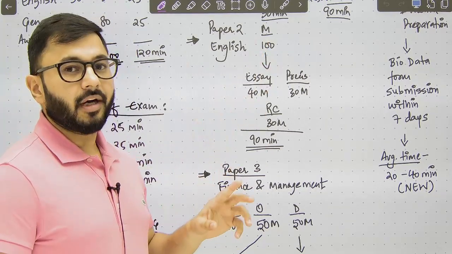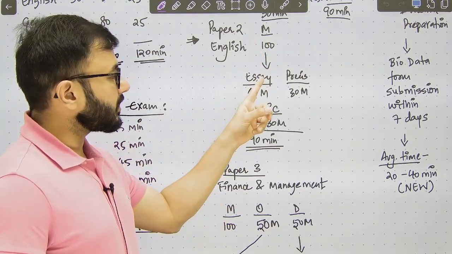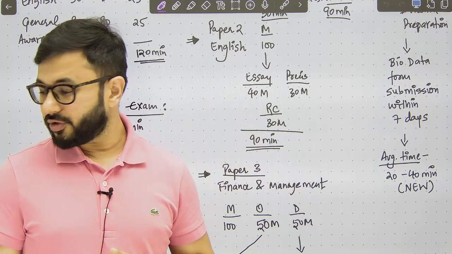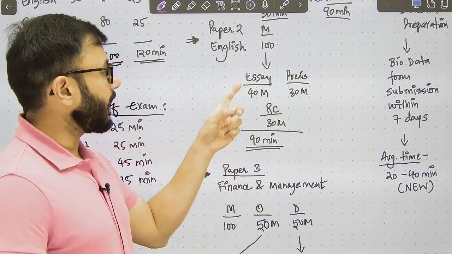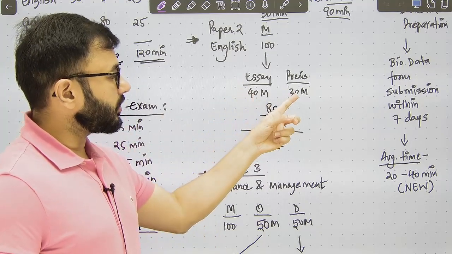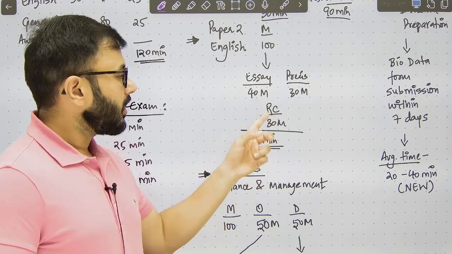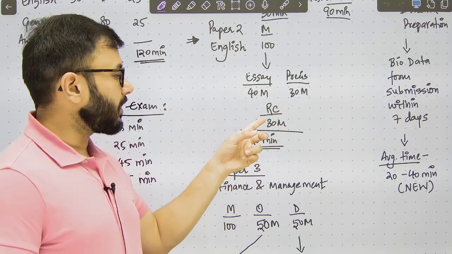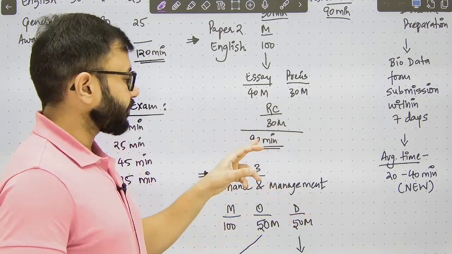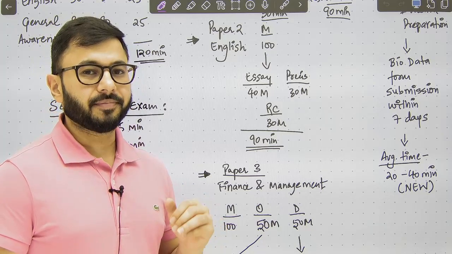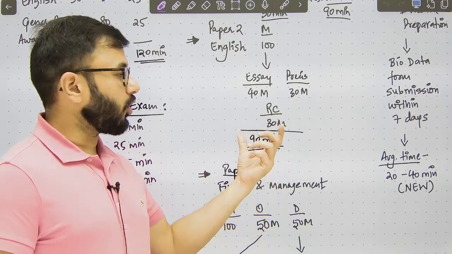Total of 100 marks. There are 3 parts to this paper: essay, précis and reading comprehension. इन 3 parts में ये paper divided है. Essay 40 marks, précis 30 marks and RC 30 marks. इनमें थोड़ा बहुत changes भी होता रहता है, कभी कभी RC 40 का भी हो जाता है. A total of 90 minutes, which means 1 hour 30 minutes are allotted to this.